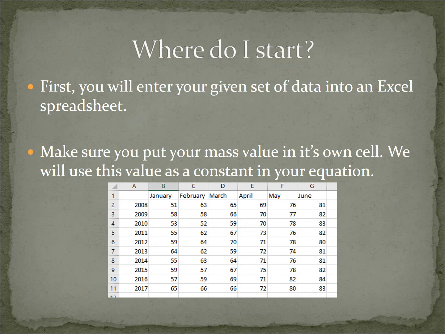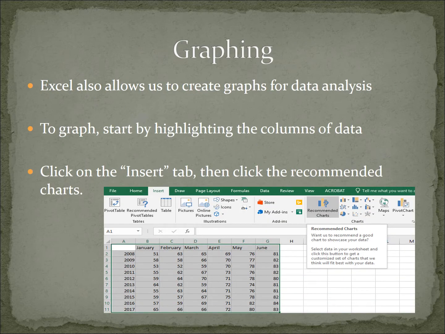So if you look on the bottom, you'll see that there is a set of data A through G, and then it goes 1 to 11. It's really 10 to 11, okay? So you want to make sure that your data is entered properly into an Excel spreadsheet. And then we're going to go ahead and copy that data, okay? You want to make sure that you highlight all of the columns that you want to use.